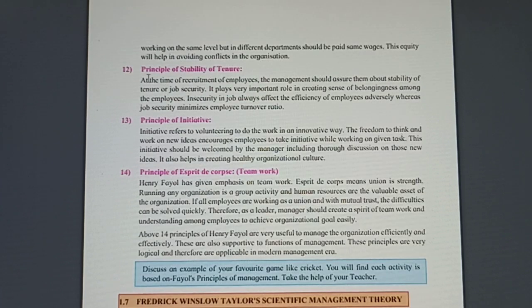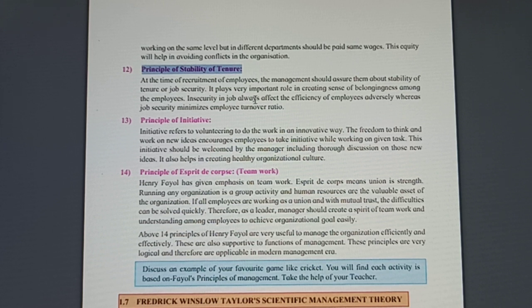12th, principle of stability of tenure. Tenure means the time which the employees are working in the company. So principle of stability of tenure. For example, if someone is working in a company and is not sure that he will be there next year in this company or not, because he feels there is a sword hanging over his head, that the company can fire him at any time, then he will not work in a motivated manner.